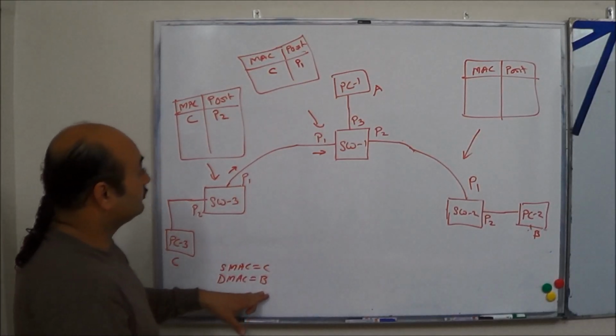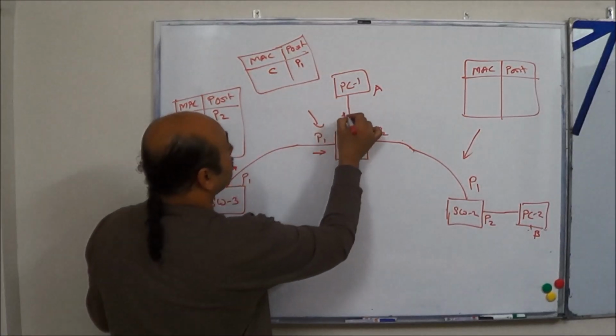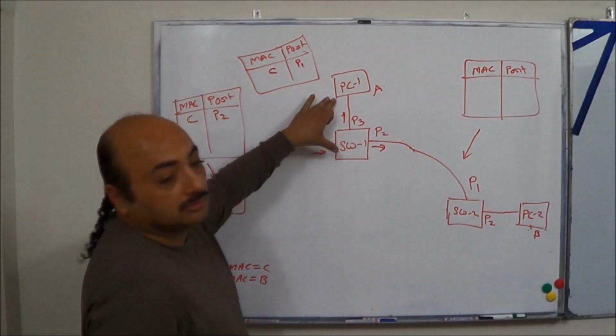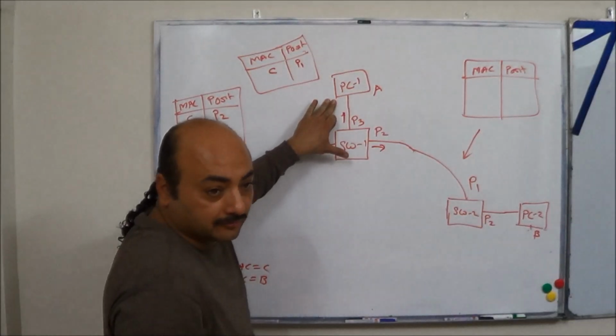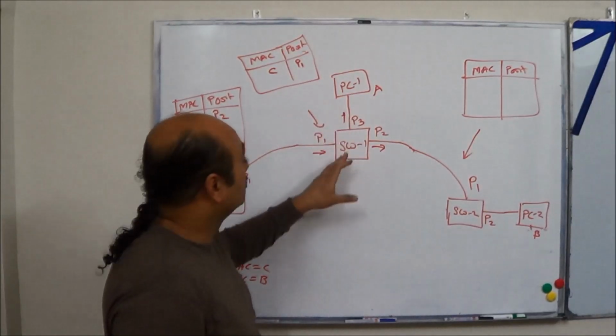It's not in the MAC table. So what does it do? Floods to P3 and P2. PC1 receives the frame, compares the destination MAC address of the frame, which is B, to its own MAC address. Doesn't match, discards it.